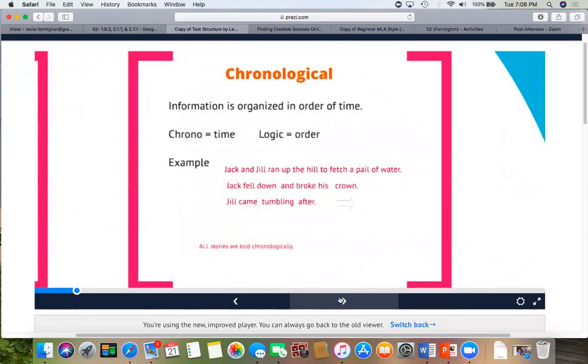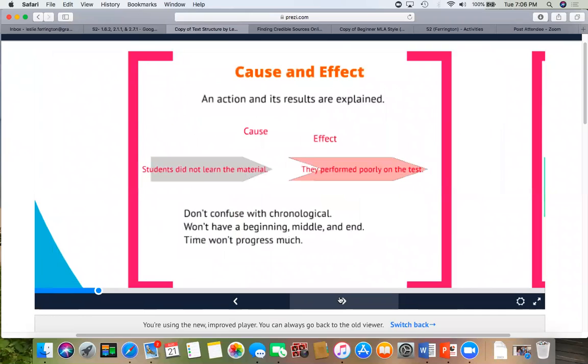So chronological is the first one, and that just means that the information is organized in timeline order. The example they give you is Jack and Jill went up the hill to fetch a pail of water, and it's a story. So it's giving you the order something happens, like a timeline. It says here all stories are told chronologically. That's not true. Some stories are told back and forth, jumping all over the place, but most stories are told chronologically. So that is one way to determine if it's chronological: it's giving you the order something happens.